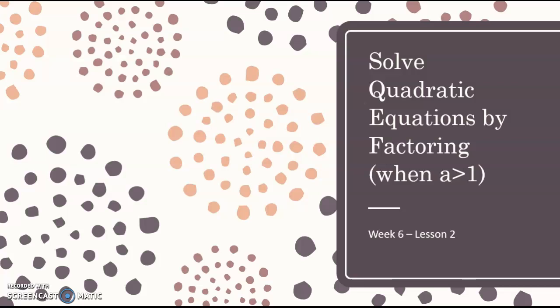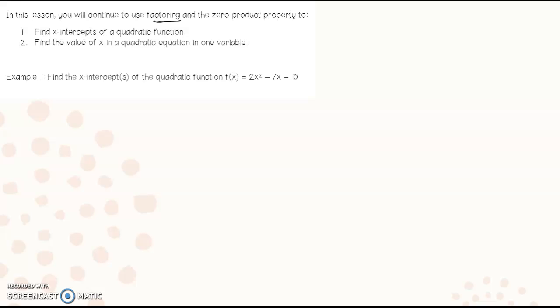Today we're going to look at solving quadratic equations by factoring when our a value is greater than 1. When our a value is greater than 1, that means we have a number in front of x squared. In order to solve these equations by factoring, we are going to be using the zero product property to find those x-intercepts, or our solutions to the quadratic equation. So let's look at our first example.